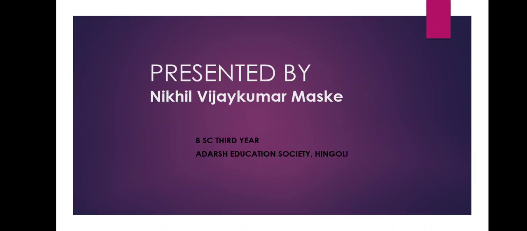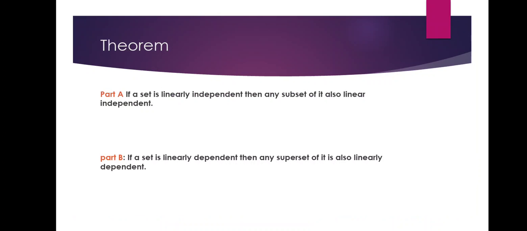So I will prove this theorem. Part A. If a set is linearly dependent, then any subset of it is also linearly dependent. Part B. If a set is linearly dependent, then any superset of it is also linearly dependent.